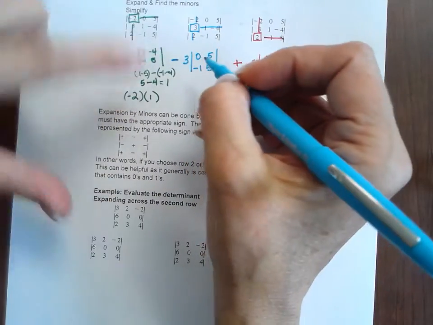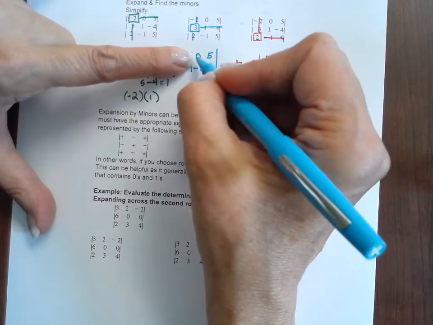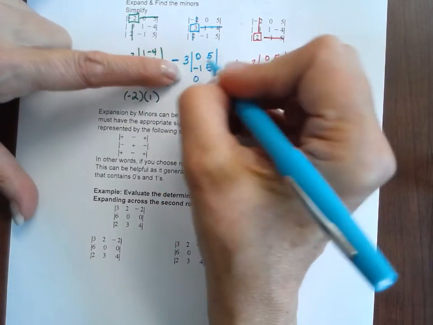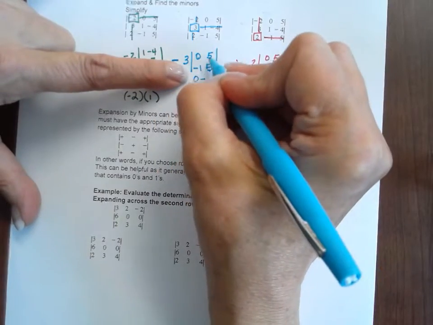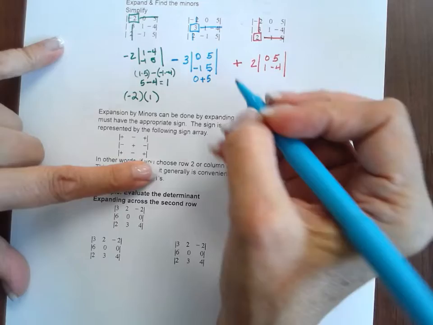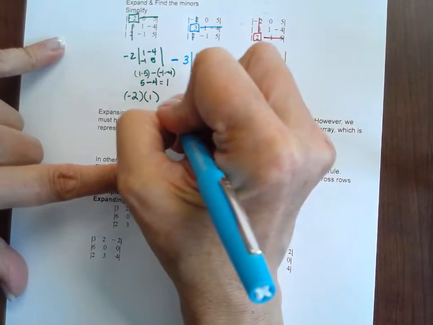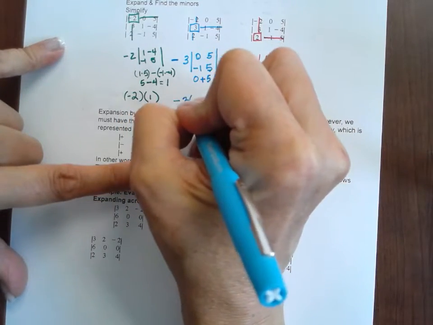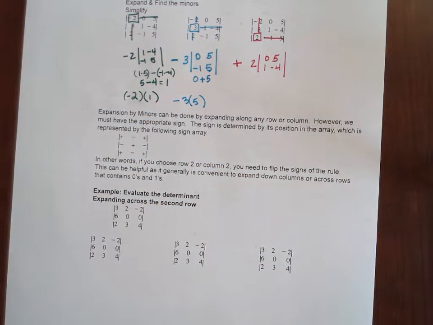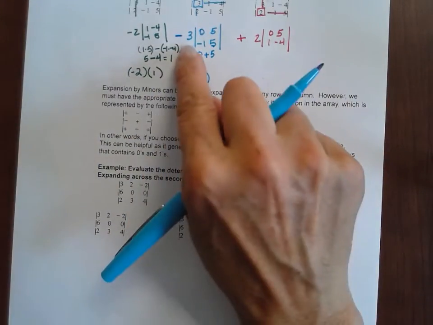Okay, so the determinant of the second one, 0 times 5 is 0. Minus -1 times 5 is going to give me a positive 5. So I have -3 times 5, because you take the number outside.